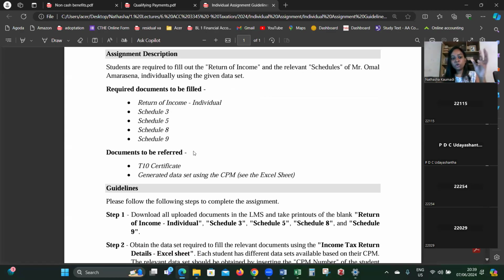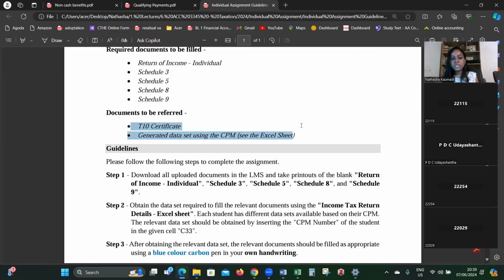So make sure you download all documents and go through them. We have mentioned the required documents to be filled. You need to take printouts of these, not only download them. Then, using the T10 certificate and the Excel sheet, with those information you can fill the income tax return and the schedules. Make sure you refer to the T10 certificate as well. That is also uploaded to LMS. Right, so that is all about your individual assignment. If you have any issues or concerns, you can ask. Those are the guidelines, and all of these are available in the LMS.